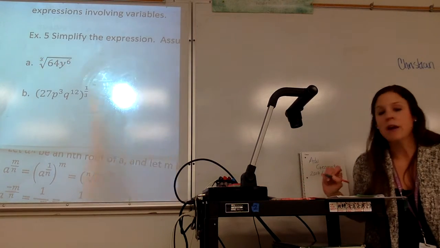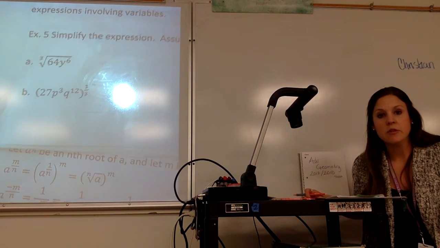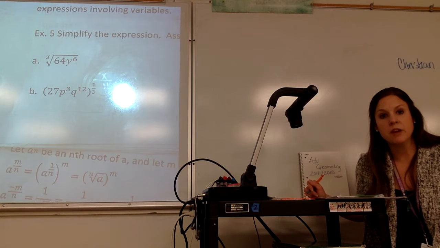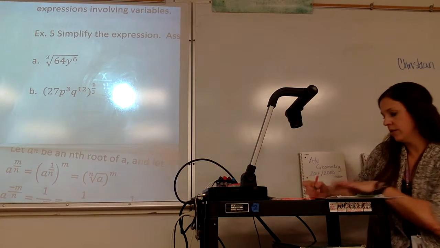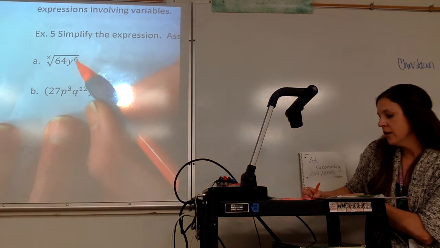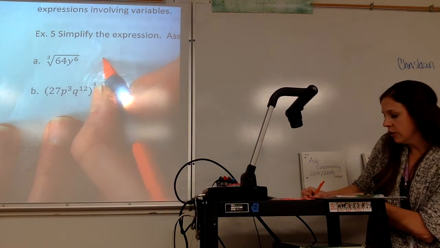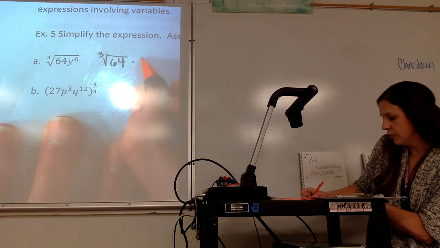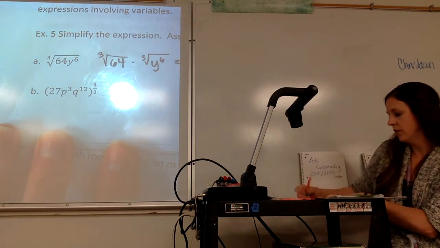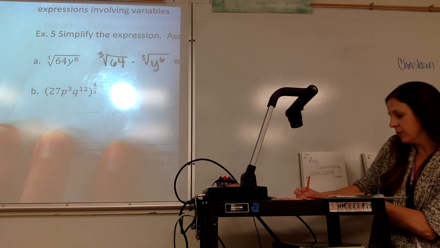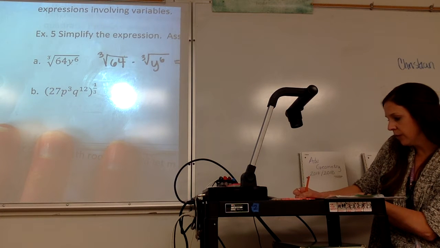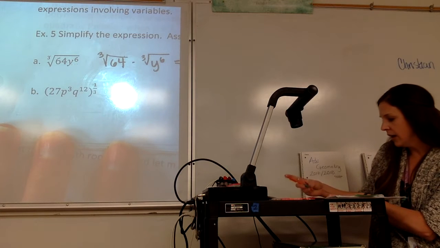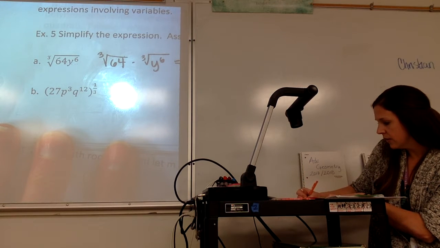You're taking cubed root now with variables, so the difference is that you have variables too. You can split up the variables and the numbers. They don't have to stay together. So it could look something like this, the cubed root of 64 times the cubed root of y to the 6th. Remember, we also talked about how it could be 64 to the 1/3 power and y to the 6th to the 1/3 power.